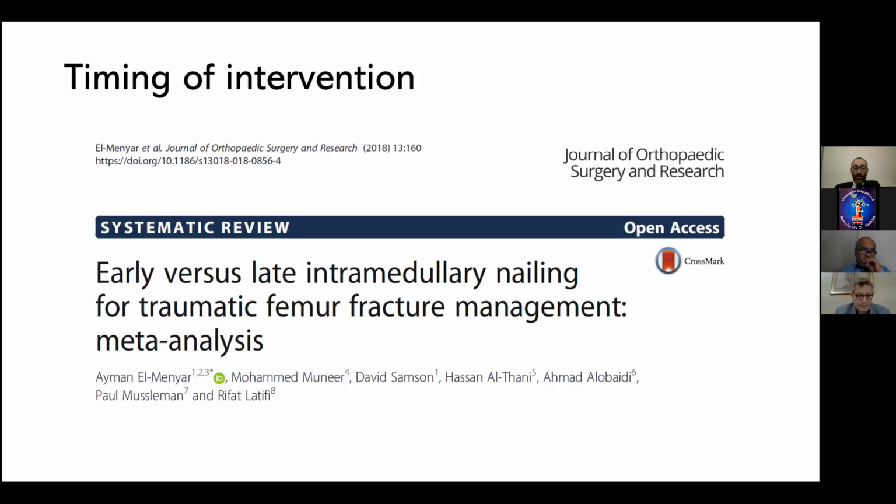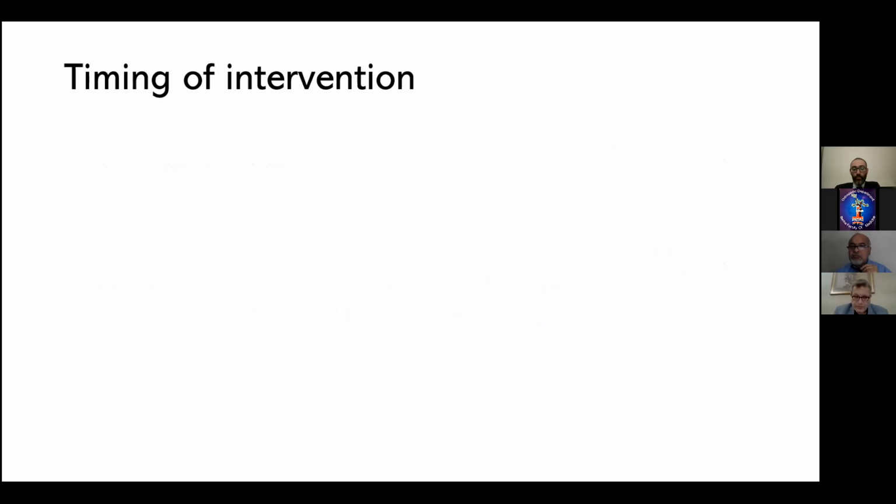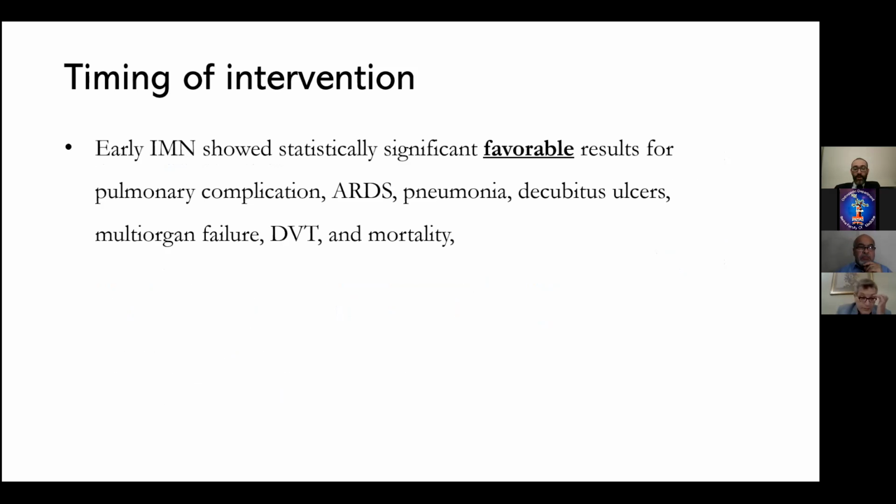A second systematic review, which was a very good one, because it compared the early intervention and the late intervention. This is by Ayman and Minyar, and this is very recent, in 2018. They analyzed the results of 15 studies that met the inclusion criteria, the eligibility criteria, and they found what? The intramedullary nailing of the femur early in the first 24 hours has a favorable outcome. So favorable outcome in terms of pulmonary complication, acute respiratory distress syndrome, pneumonia, decubitus ulcer, multi-organ failure, and mortality.